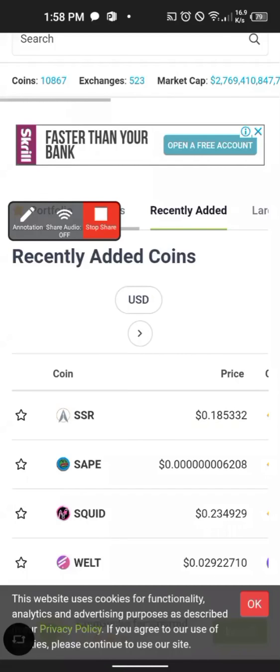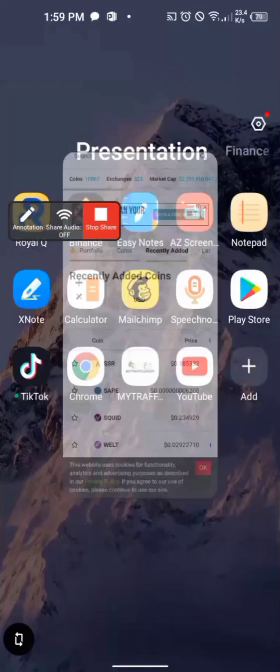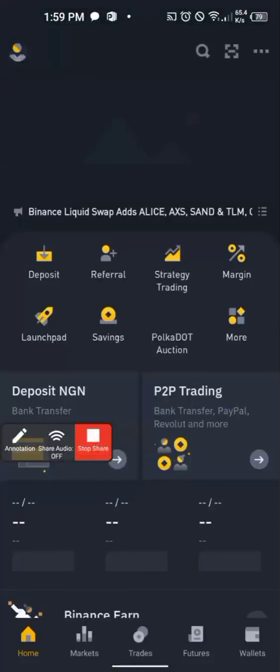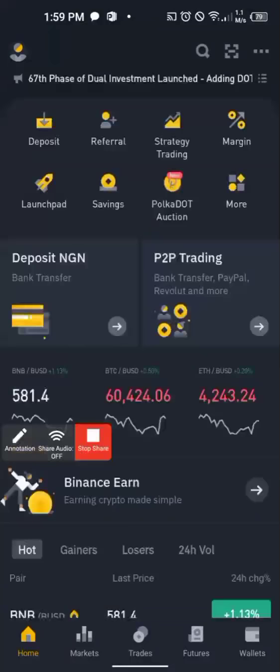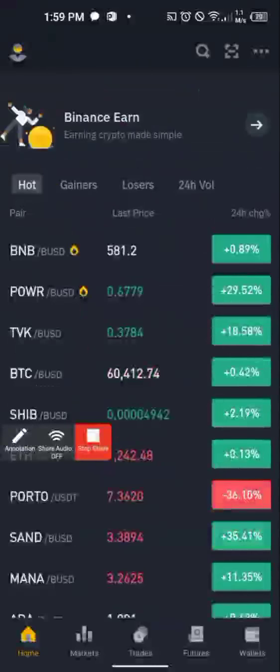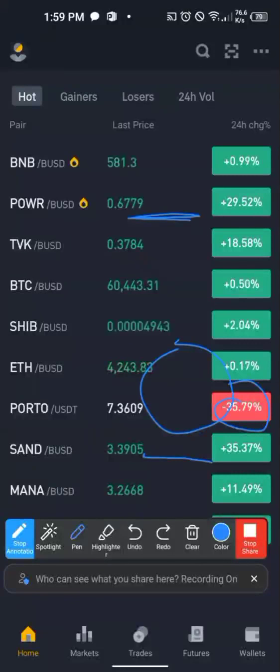Because usually when coins are really newly listed, they can do 700%. Like yesterday at the meeting, we saw FC Porto and token. It did about 900%, meaning those who bought it before made 9x of their profit. Let me see if it's still in the top gainers for today. Okay, beautiful, it's still in the top gainers. Oh, okay. So now it's doing about -35%.